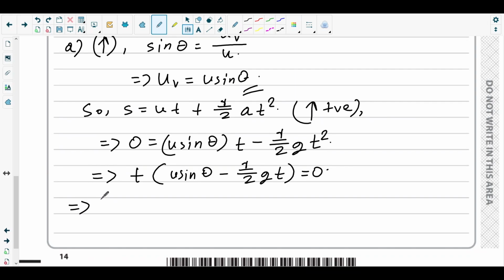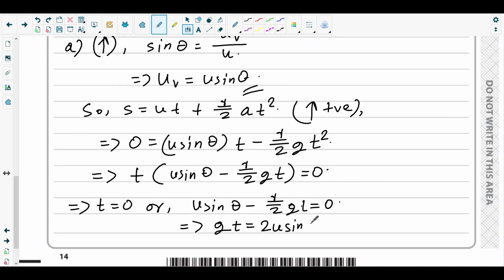So either t equals 0 or u sine theta minus half g t equals 0. From there we can figure out the total journey time. If you make t the subject, multiply both sides by 2 and take the term with t to the right side. You will get gt equals twice u sine theta. So t equals 2u sine theta over g. So we got the total journey time t, that is 2u sine theta over g.